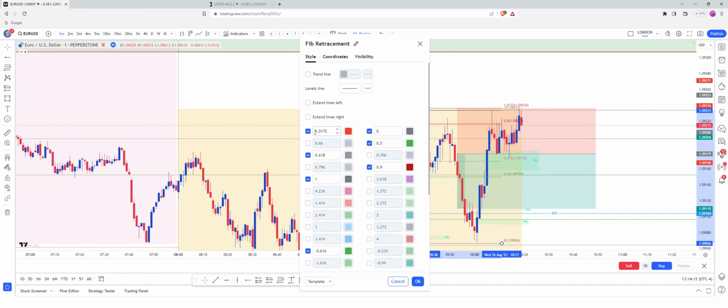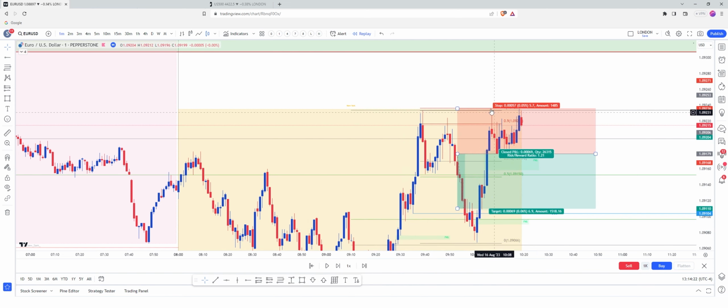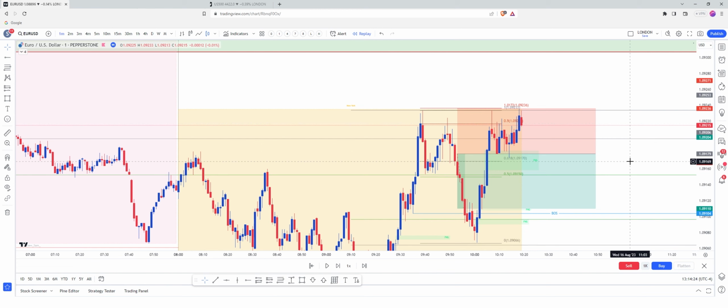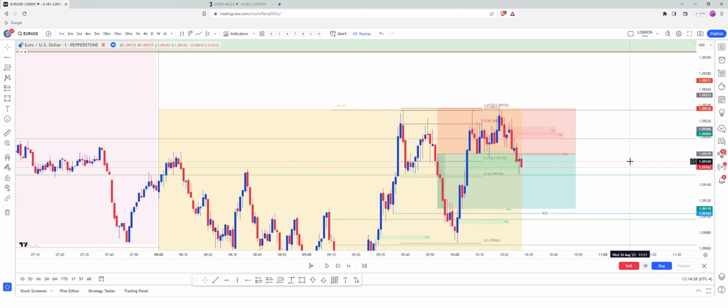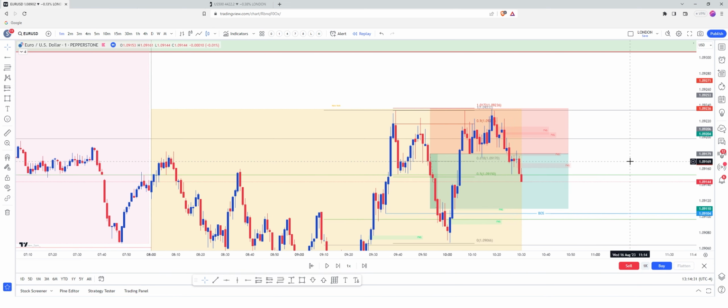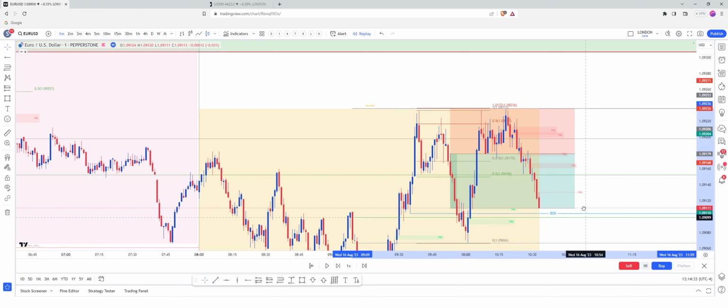These are my fib settings. So 1.0172. This just gives me a couple of points breathing space from the high, so if price does pull back, I don't get stopped out. So that has worked so far. Price is continuing lower, so that's good to see.